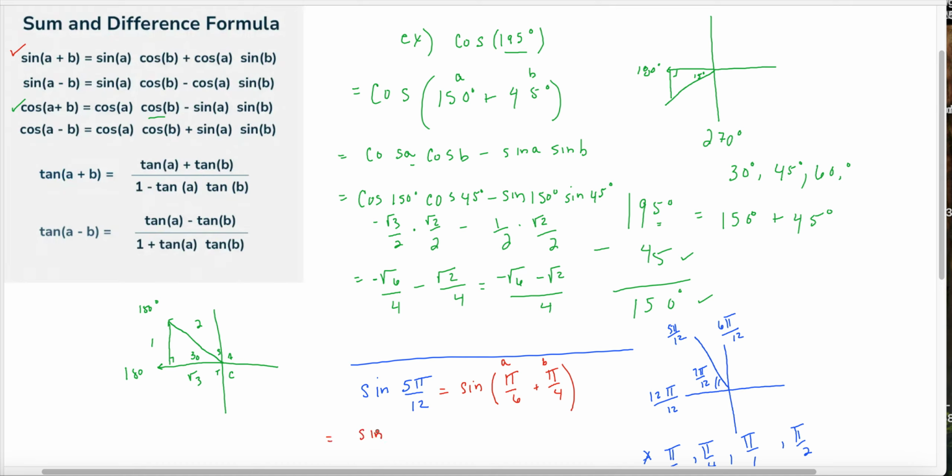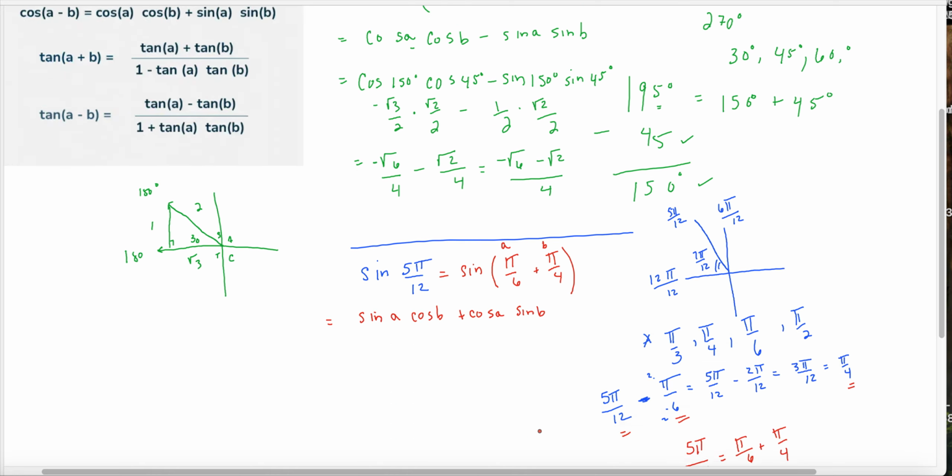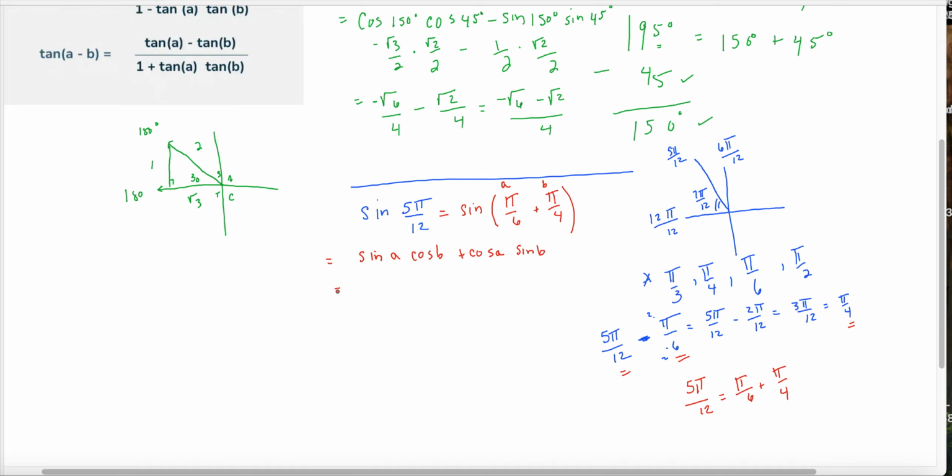So I'm going to jot that down. Jotting down the right side: sine A cosine B plus cosine A sine B. Okay, so let's fill in the appropriate things. So this would be sine of pi over 6 times cosine of pi over 4, plus cosine of pi over 6 and sine of pi over 4.